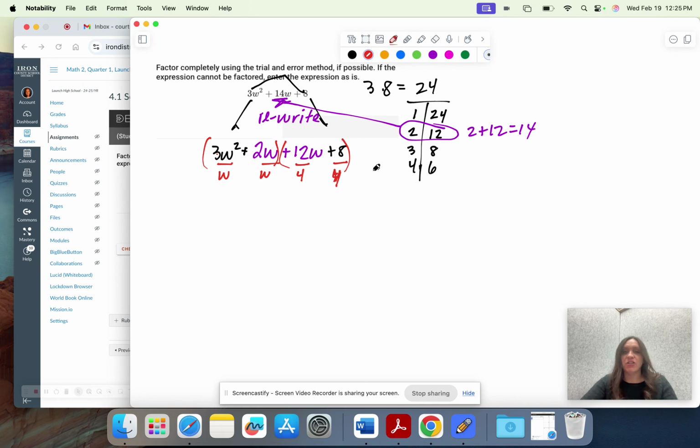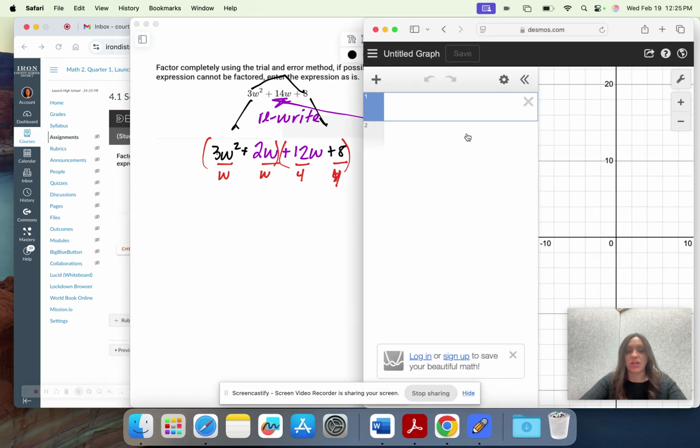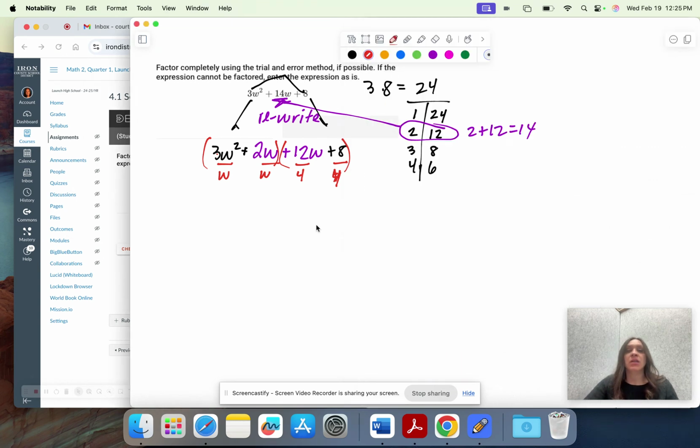So if you need a shortcut, if you're like, I'm really struggling with that, greatest common divisor 12, 8 is 4. You can use that Desmos formula. Okay, so we're taking out a W and a positive 4. And then our leftover stuff. So now this is 3W plus 2. 12 divided by 4 is 3W. 8 divided by 4 is 2.